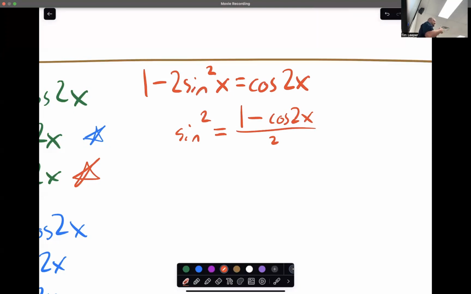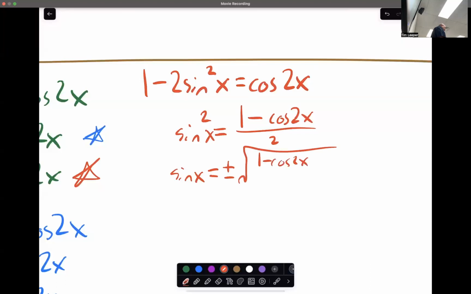They've changed signs because I divided by -2. I just distributed the negative there. Sine squared of x, my apologies. And of course, that means that sine of x would then be plus or minus the square root of 1 minus cosine of 2x all over 2.